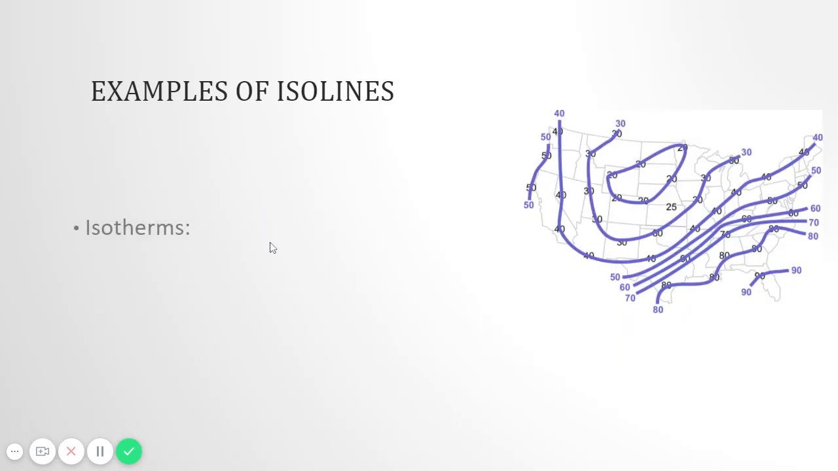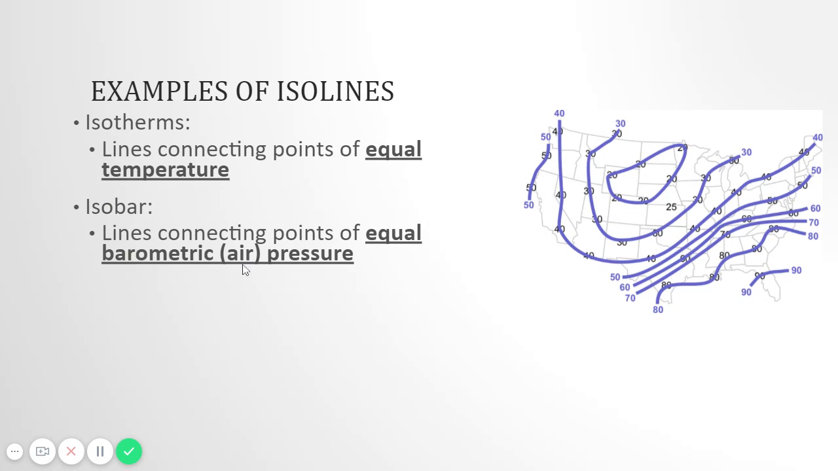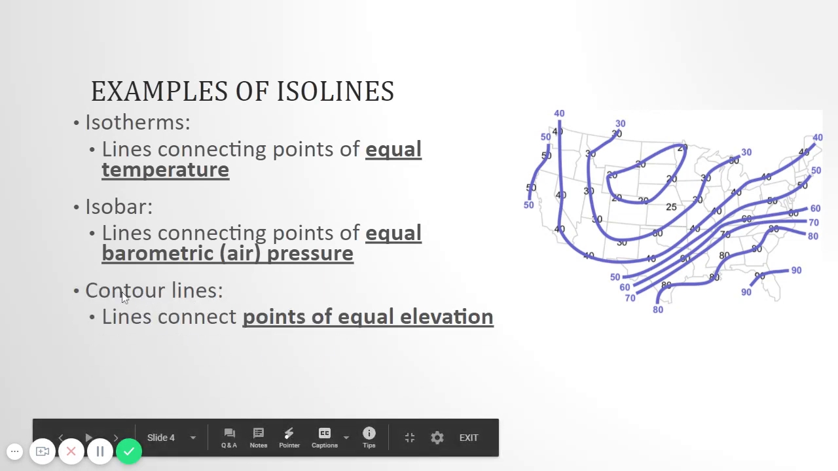Some examples of isolines are isotherms. So in this word here, therm is like thermal. These are lines connecting points of equal temperature. We use this in meteorology. Another one that we use in meteorology or weather is isobar. Bar like barometric pressure. So these are lines connecting points of equal barometric pressure. When you see weather maps on TV, most of the time they're showing air pressure on them. And then what we already talked about was contour lines, and these lines connect points of equal elevation. So this is what we looked at when we looked at our topographic maps in the last video.